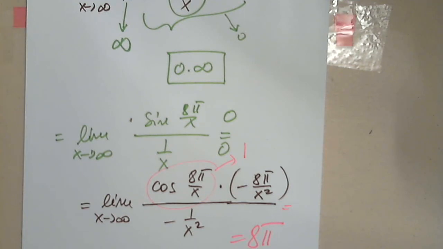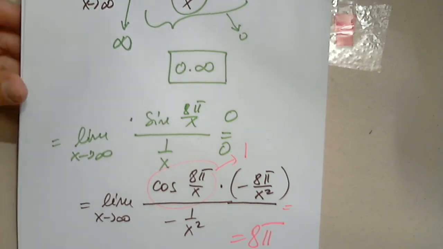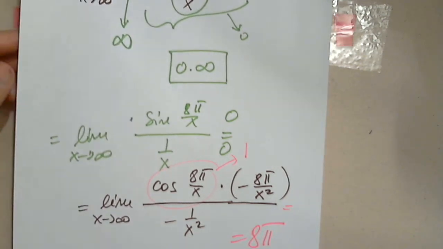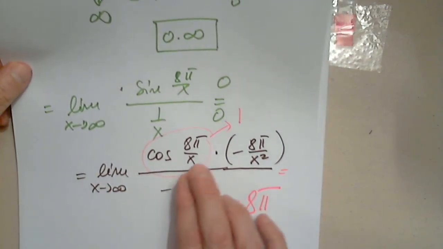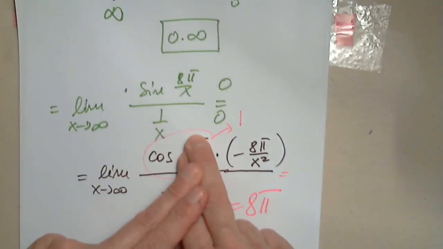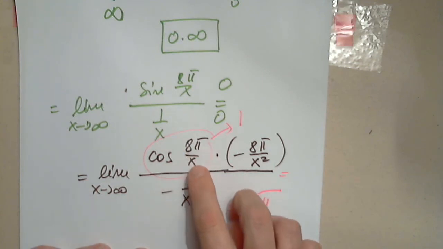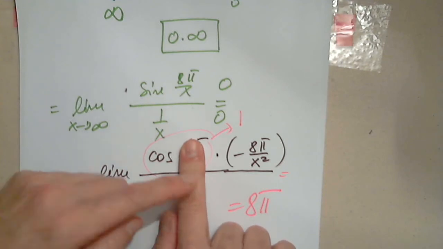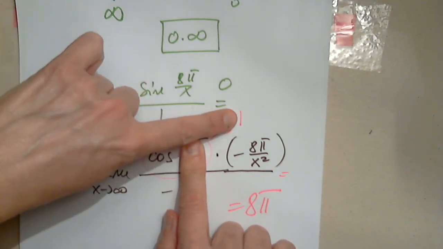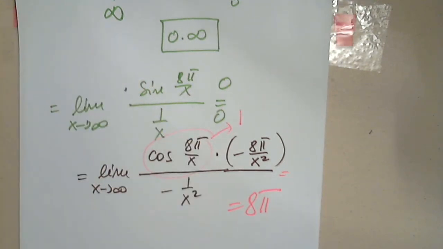I've forgotten a bit on how we determine that cosine 8 pi over x is going to 1. I just need a brief question. Oh, sure, because this approaches 0. When x approaches infinity, this approaches 0, and cosine 0 is 1. Okay. Better? Yep.